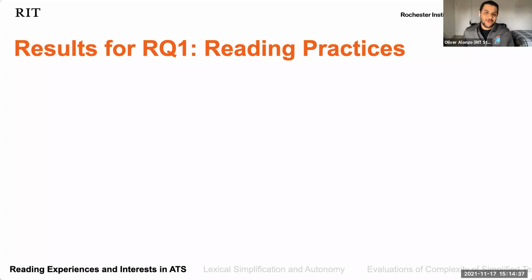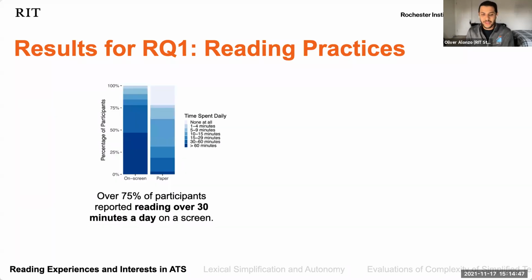And so let me walk you through what we found in response to our research questions. Beginning with the first research question, which focused on what the current reading practices of deaf and hard of hearing adults in the computing industry are, we found that over 75% of participants reported reading over 30 minutes a day on a screen, which is encouraging given that digital spaces is where automatic text simplification interventions may be provided. And in fact, participants reported reading significantly more often on a screen than on paper.